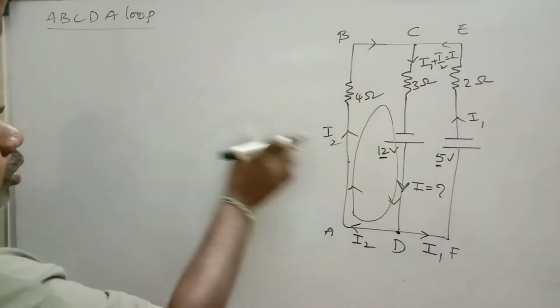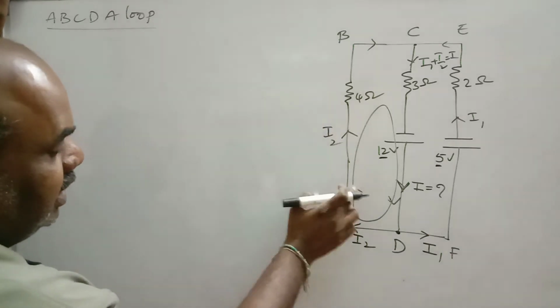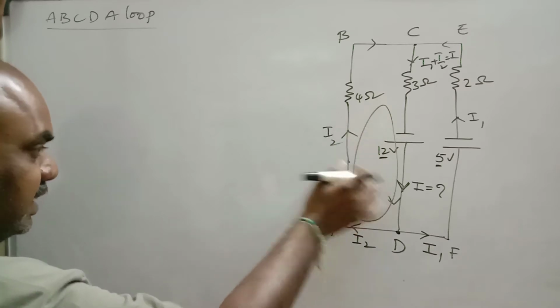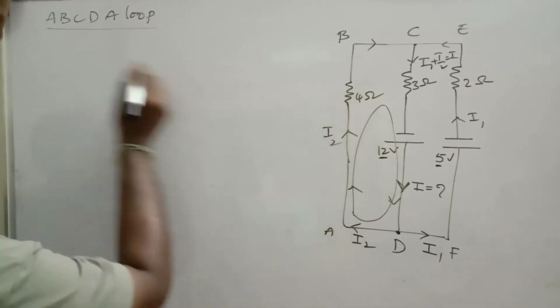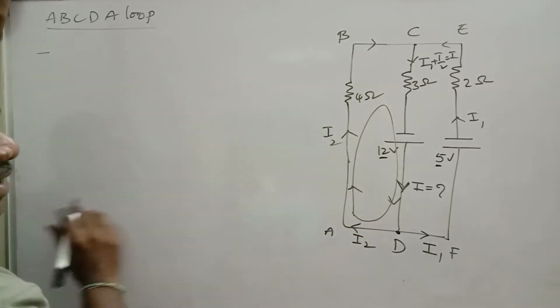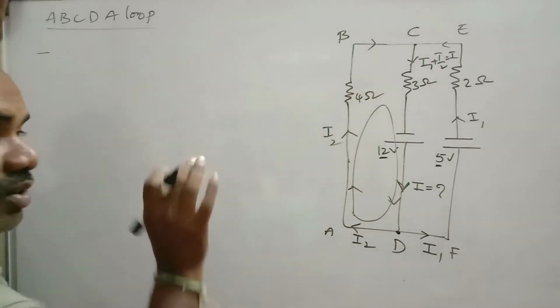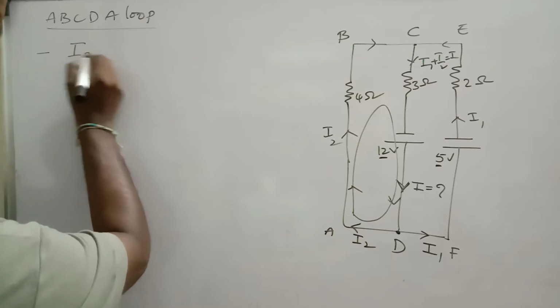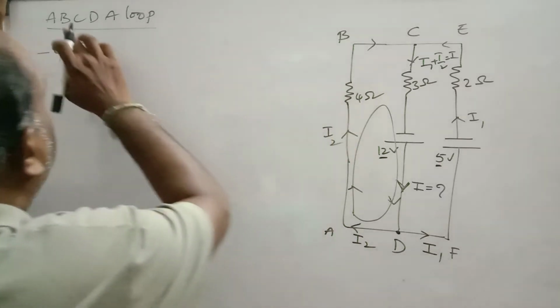Now A to B, only one component is there. Current direction and loop direction both are same. Whenever both are same, current direction and considered loop direction are same, for resistance you have to take negative symbol, minus IR. Individually, we are applying Ohm's law, IR. I is nothing but I2, R is 4, so minus 4 I2.